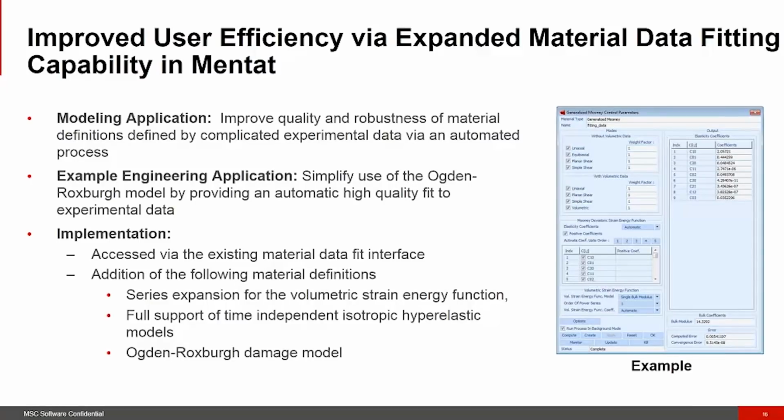And here you can see the form that is used in Mentat to do these procedures as an example. Also, it's using the ragged tables. Fully generalized Mooney material is supported. The volumetric strain energy can be fitted using a single bulk modulus or using a series expansion. So these are all supported. And also, as mentioned previously, the newly added Ogden-Roxburgh damage model is also fully supported by the new material data fitting capabilities of Mentat.